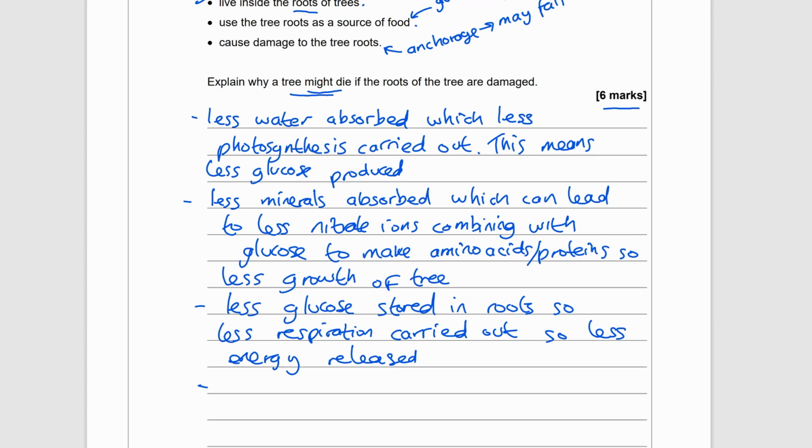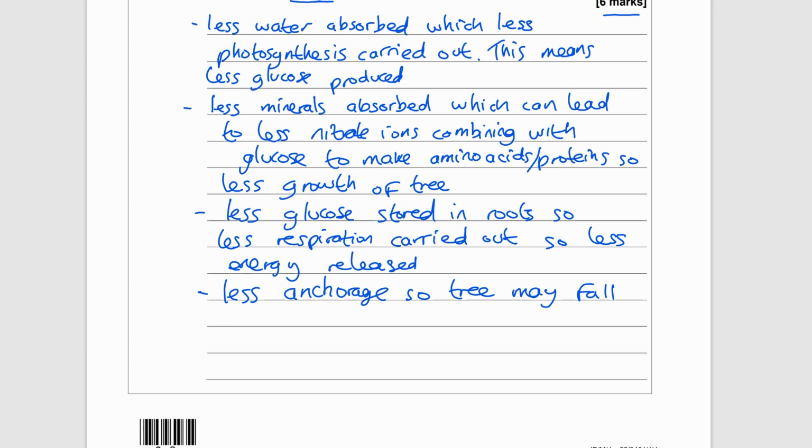And then lastly, we can talk about damage to the tree roots. So there'll be less anchorage, so the tree may fall. And the other thing that could be an issue with the tree falling is that it may also have less access to light, sunlight, so less absorption of sunlight. Then that would mean that there'll be less photosynthesis also.